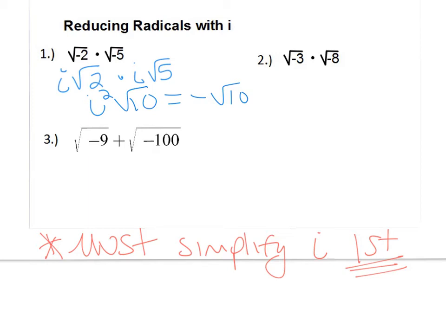So we're going to do the same thing with number 2. That's going to be i root 3 times i root 8. Not negative i root 3.